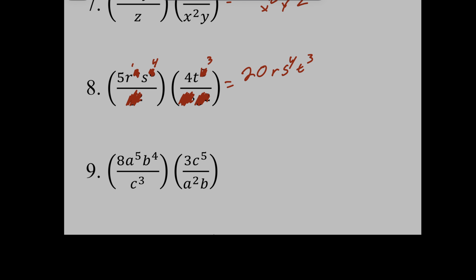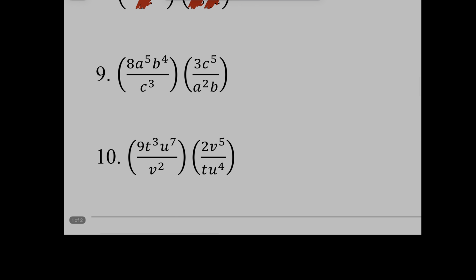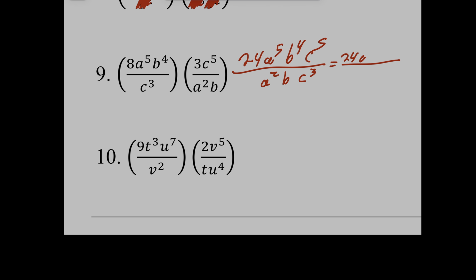Okay, let's keep going on this one. Same thing. I'm gonna multiply this one out. 24 a to the fifth, b to the fourth, c to the fifth, over, going alphabetically, a squared b c cubed. Do my subtraction, and I'm left with 24 a to the third, b to the third, c to the third. Really, again, that didn't take very long, did it? It wasn't like it was that difficult. Okay, so you can go either way you want on this.